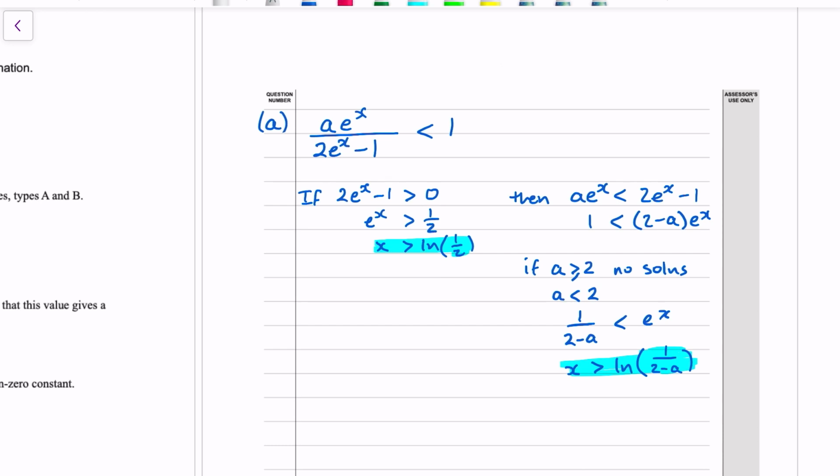The log graph, if we're making a graph here, the natural log graph looks like that. And we're saying that we need to be bigger than log of 1/2. So x is bigger than log of 1/2, meaning that x has to be bigger than that, whatever this is. And then we're saying that the answer to the problem is x is greater than log of 1 over 2 minus a, but we're saying that a has got to be less than 2 for this.